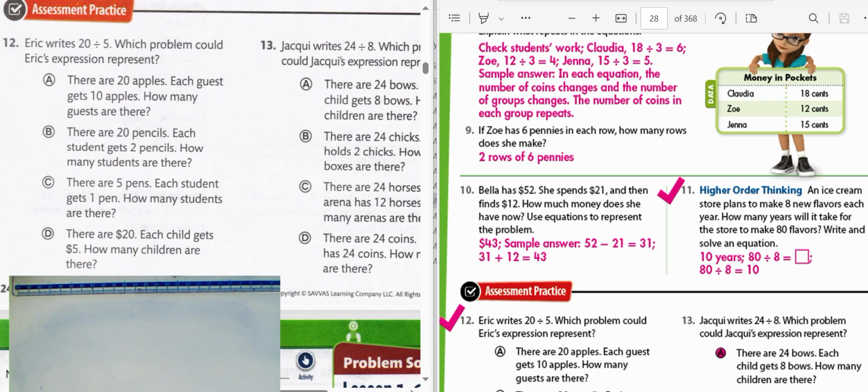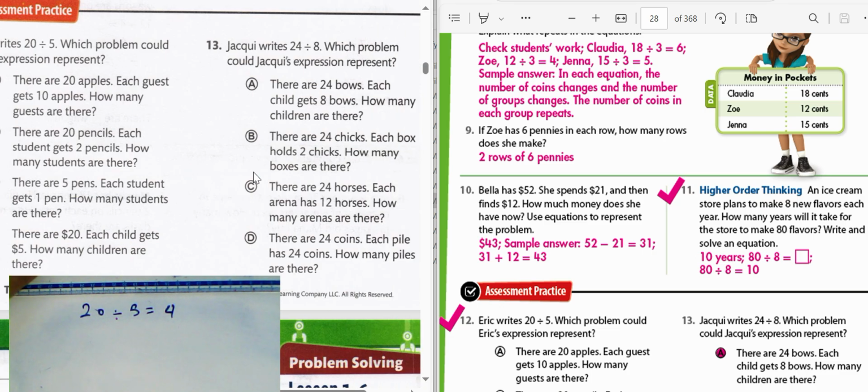Last question, letter D: there are $20. Each child gets $5. How many children are there? We can write 20 divided by 5 equals 4. So you must choose letter D for this example, because 20 divided by 5 equals 4. Okay, choose here letter D. Question number 13.